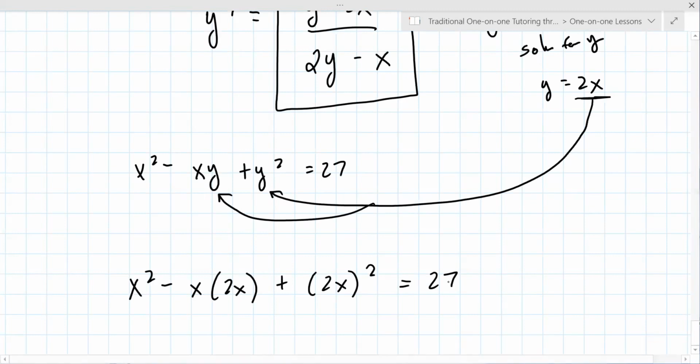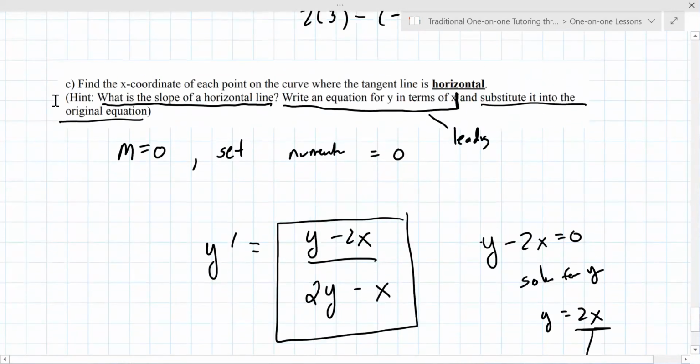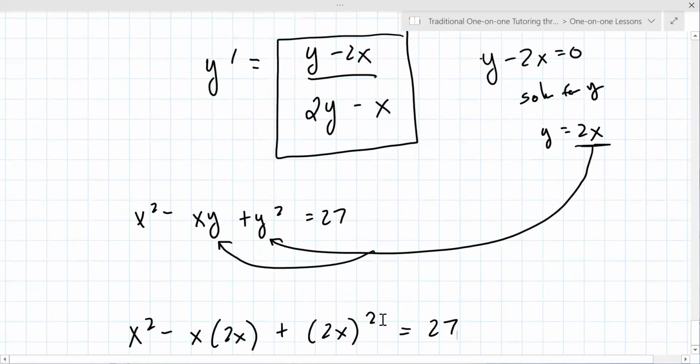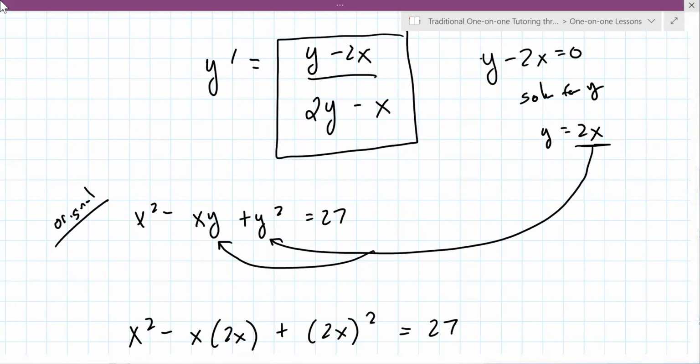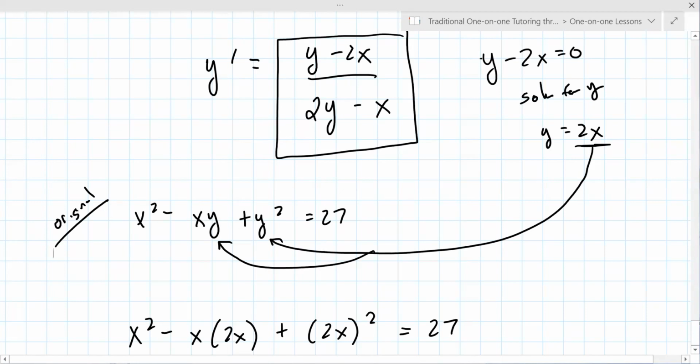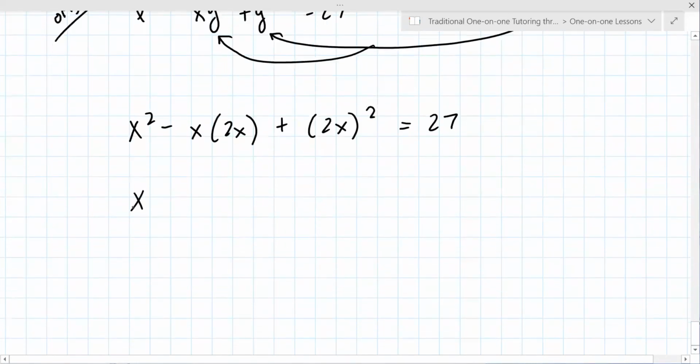Okay. So just before we do anything further, you probably won't get the hint. So you have to know to set the numerator equal to 0, solve for y, and then substitute it back in. That equation came from the original. So then you substitute it back in. 2x, and then that's how you get your ordered pairs. That's how you get x.